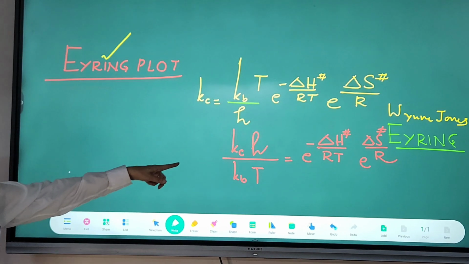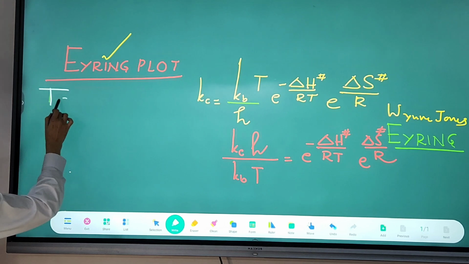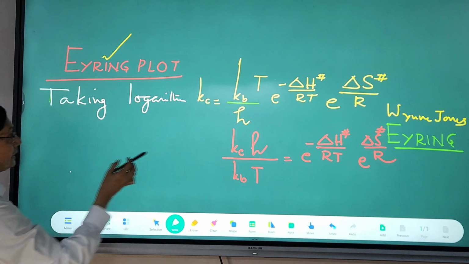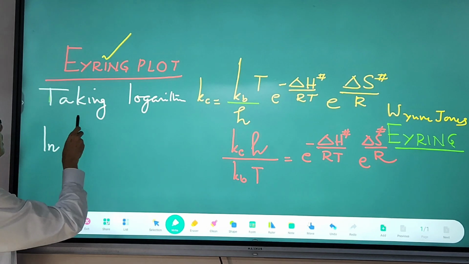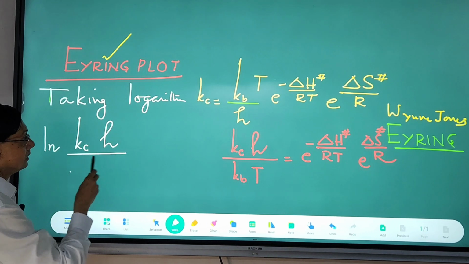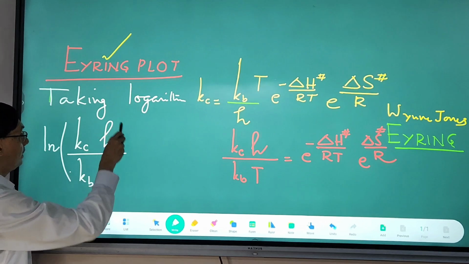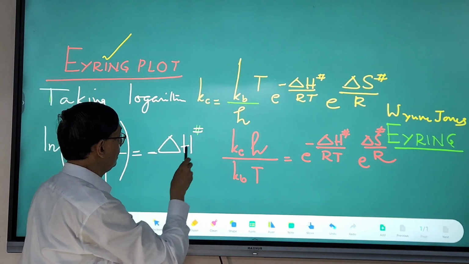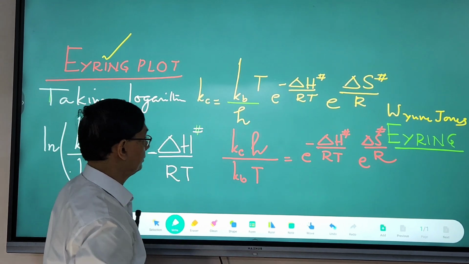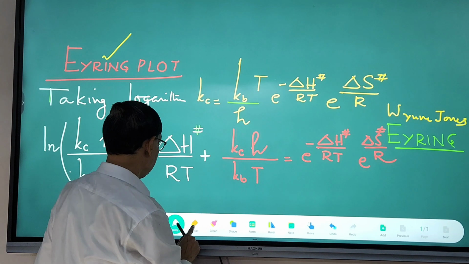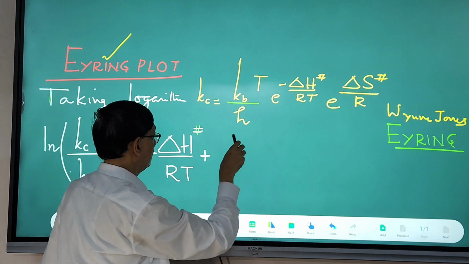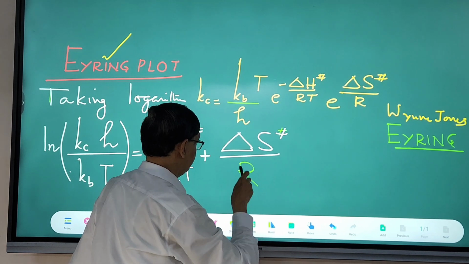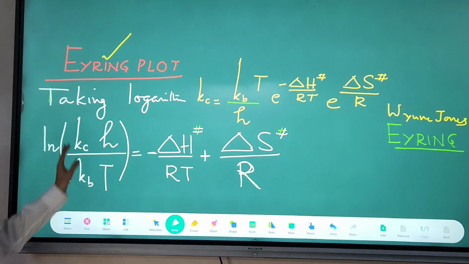Now taking logarithm. So I can write like that: natural log of rate constant, whatever it is, Planck constant, KBT, bracket you can write like that, very simple, minus delta H, if time permits I will give some numerical problem, RT, plus delta S by R. This is called Eyring equation.